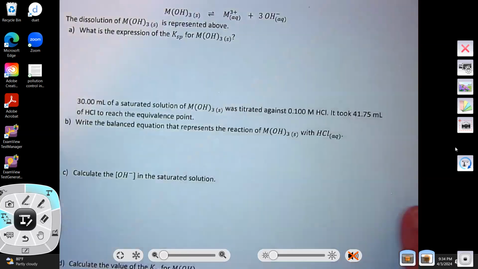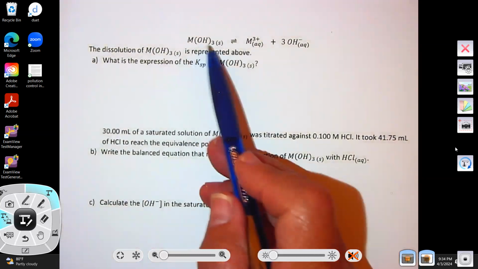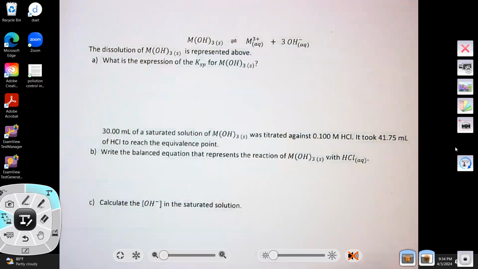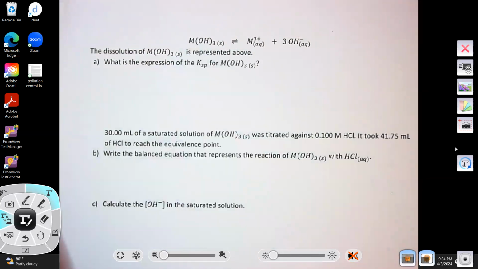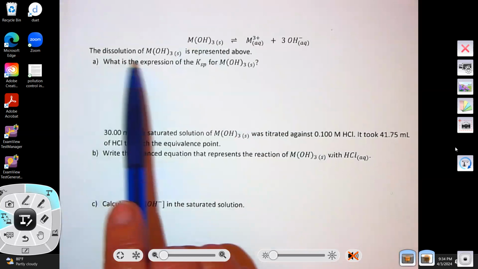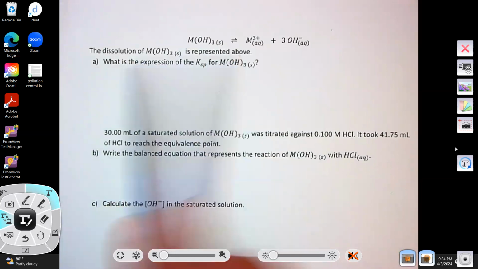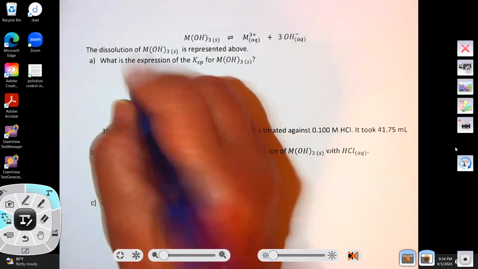Going on to another topic, here we have something involving KSP, which is also part of the test. So here we have MOH3 in equilibrium with M3 plus and 3 OH minus. So obviously it's a metal that has a 3 plus charge. It says the dissolution of M hydroxide is represented above. What is the expression of the KSP for that compound?